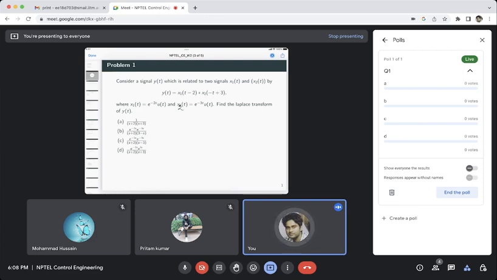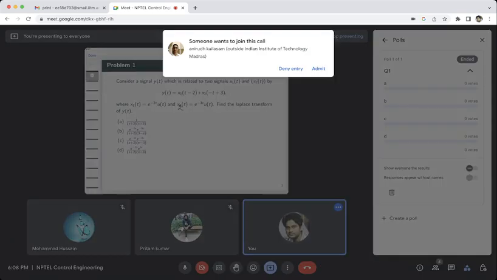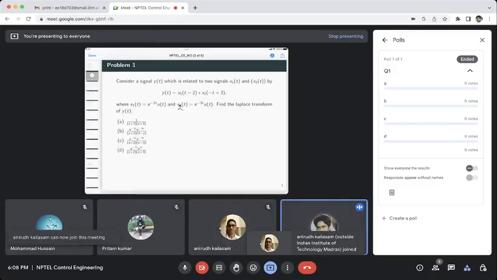Okay, so then we'll discuss. Use the properties. One property is that the Laplace transform of the convolution of two functions is simply the product of the Laplace transforms of the individual functions. If you know the Laplace transform of this function and this function, you just multiply them and you get the Laplace transform of y(t). So first we calculate the Laplace transform of the individual functions.